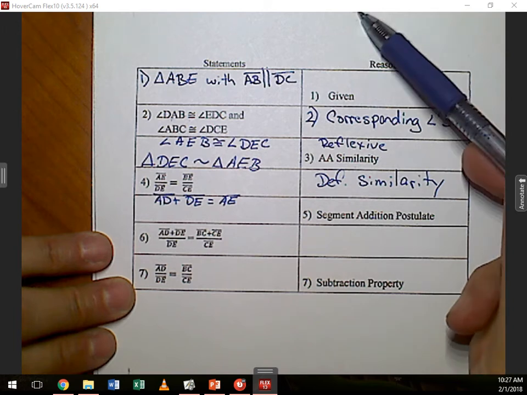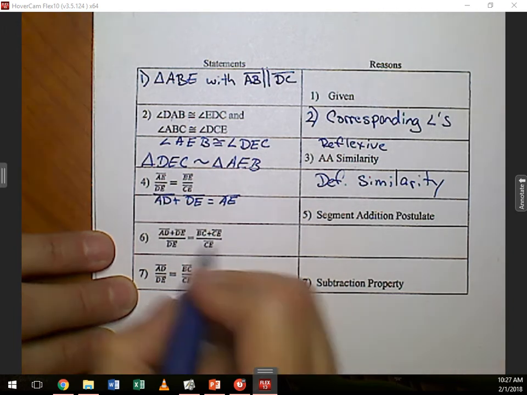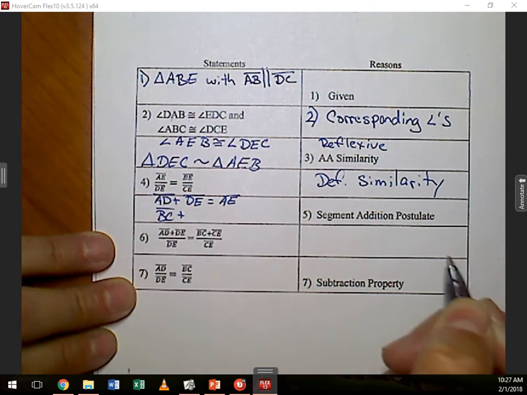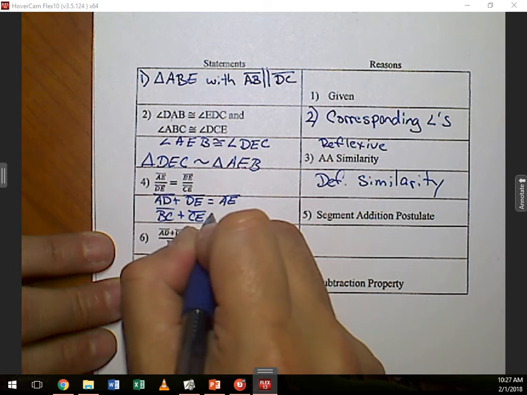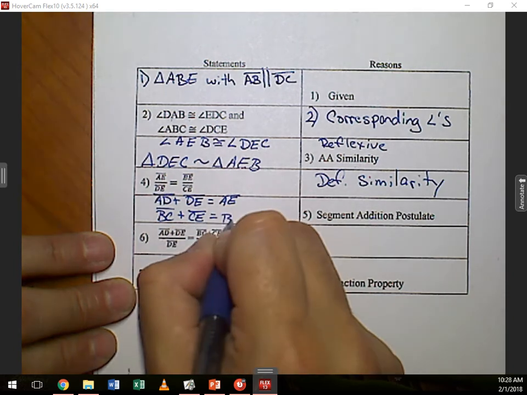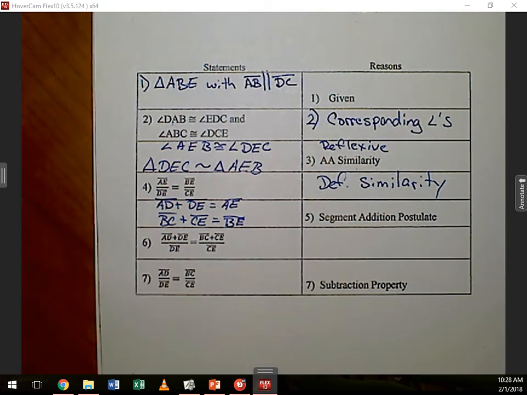Now let's do the other side. The other side of this would be BC plus CE equals BE. Very good. So I have my segment addition postulate there.